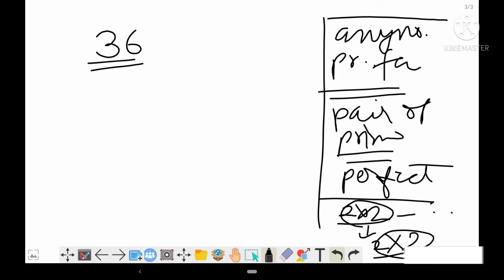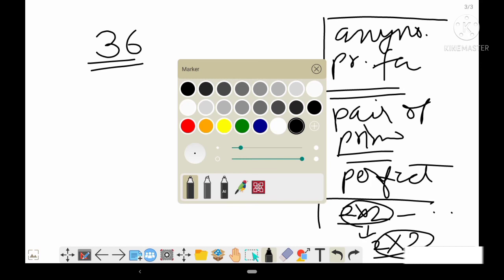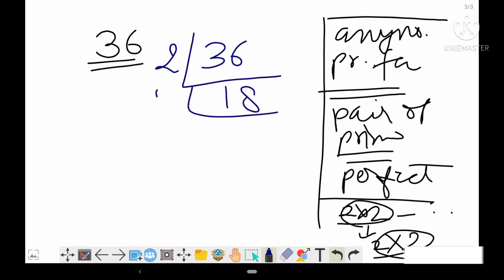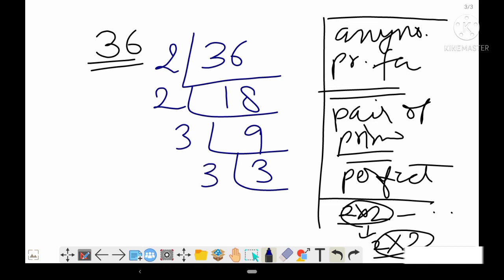as we choose HCF or LCM which we do. Likewise we do, and we get the root of that number. So how to find the square root by using prime factorization you will learn in this video. So let us take out the prime factorization of 36. So it is 2, 18, then 2, 9, 3, 3 and 3.